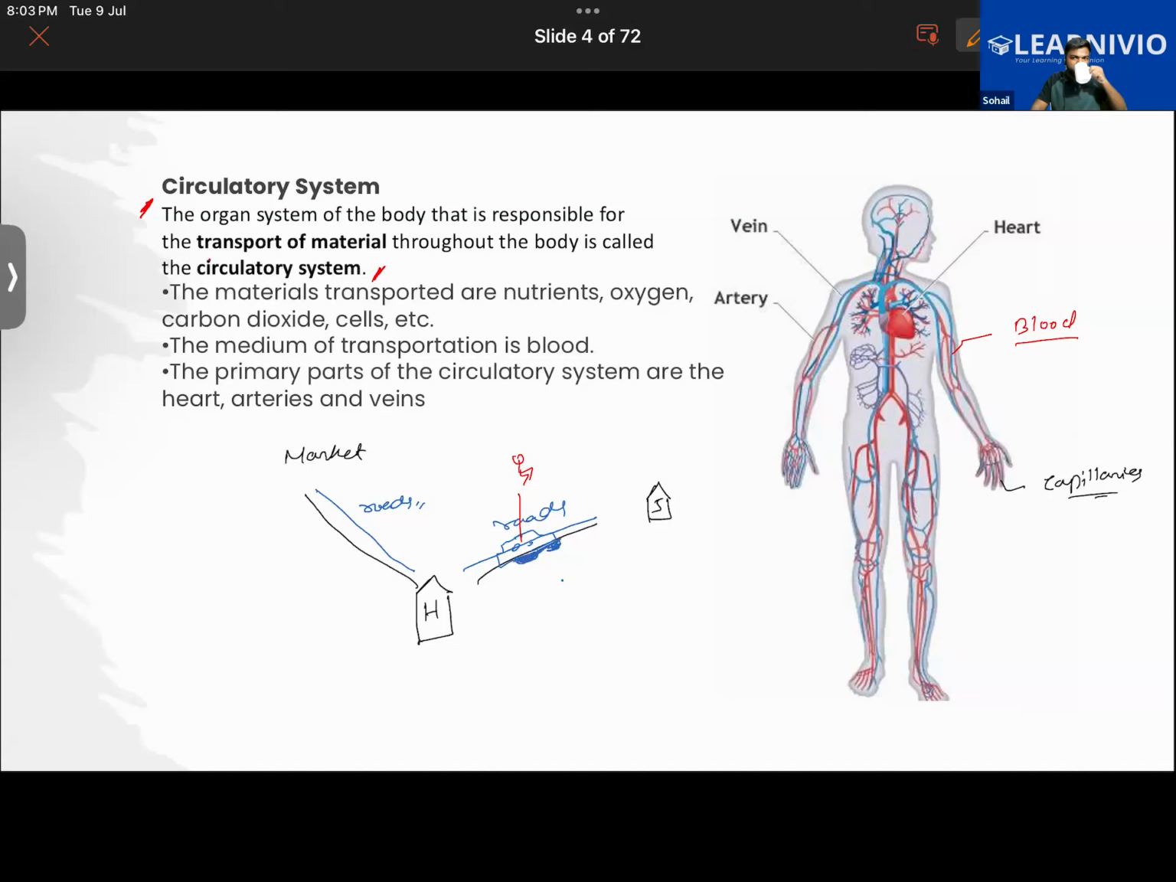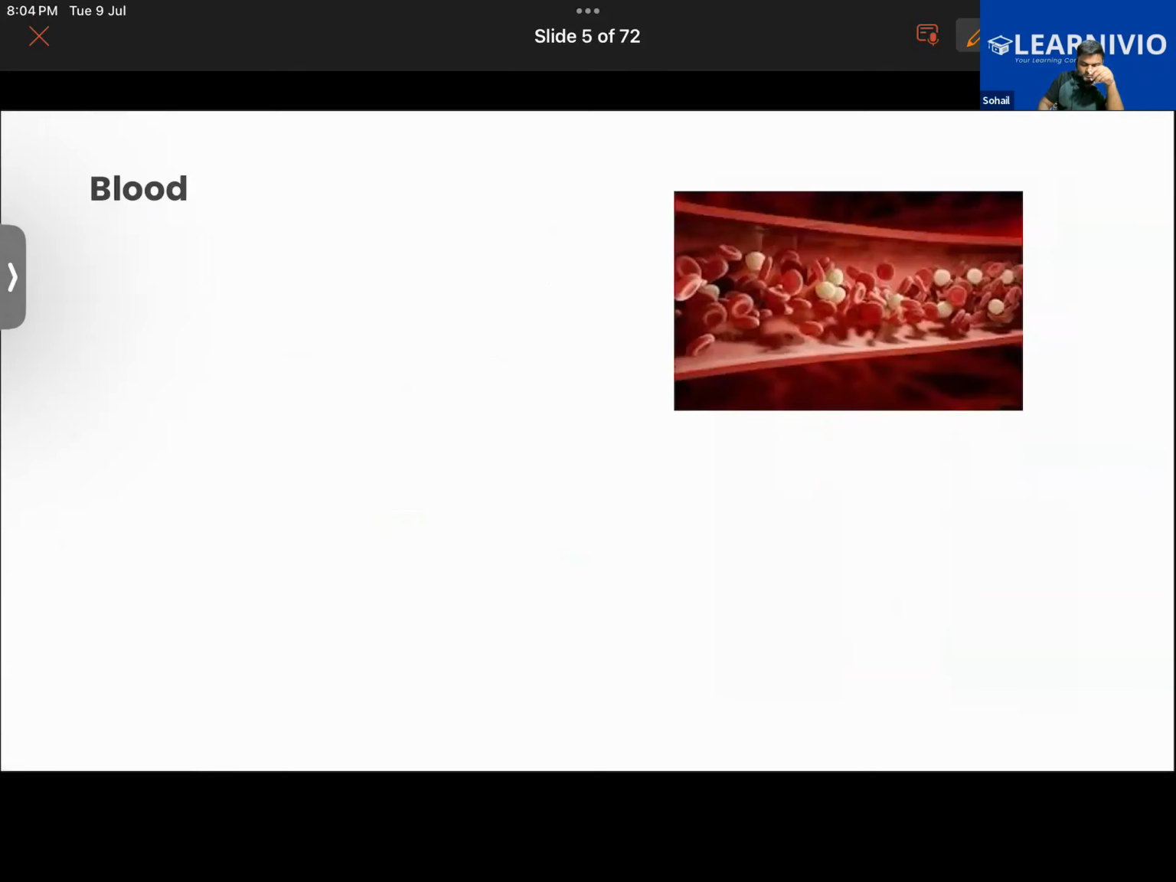The materials transported are nutrients, oxygen, carbon dioxide, cells, etc. The medium of transportation is blood. The primary parts of the circulatory system are the heart, arteries, and veins. And we can count blood also. Okay? These are the primary parts.